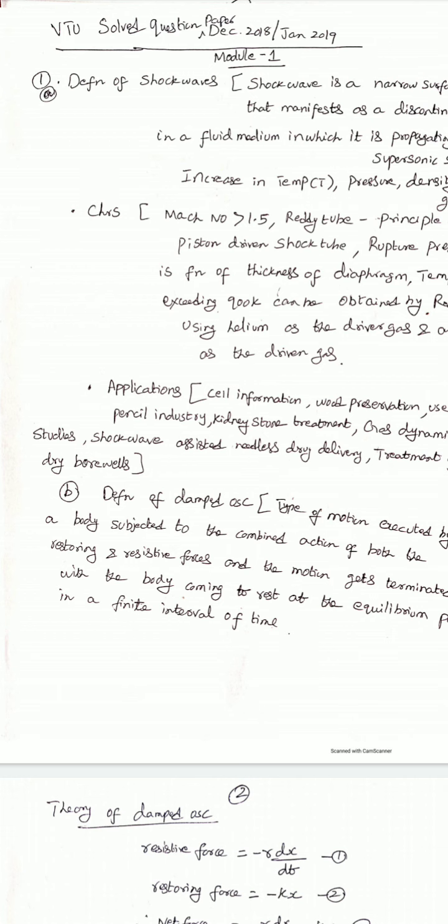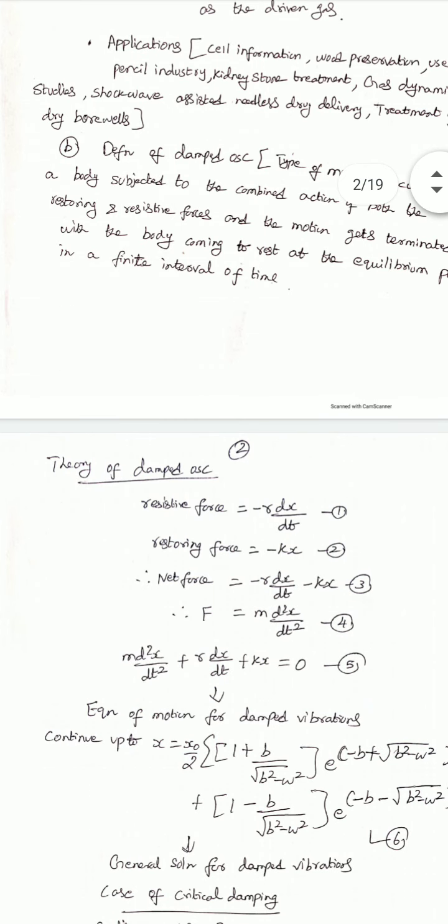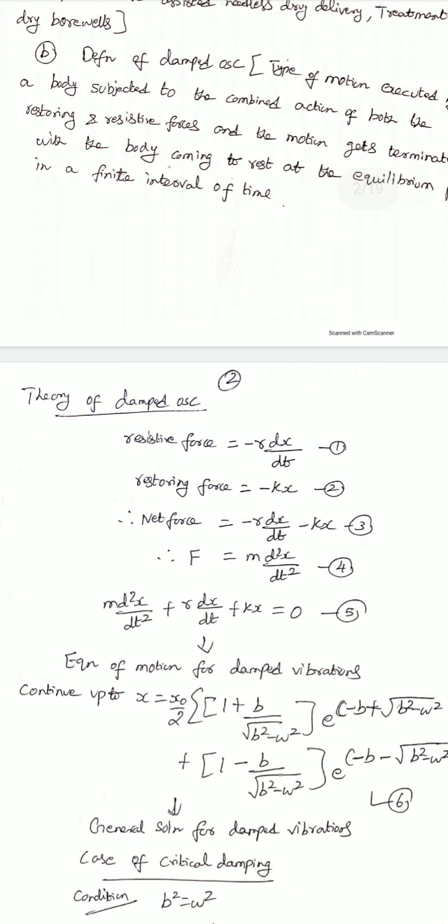So first write the definition for damped oscillations, and then the theory of damped oscillations. Here you are supposed to write the resistive force equation and restoring force equation. Then up to equation 5, that is m d square x by dt square. Equation 5 is the equation of motion for damped vibrations. Then you have to continue up to the final equation, that is the general solution for damped vibrations. So the theory of damped oscillations you have to write completely, each and every step, each and every point.